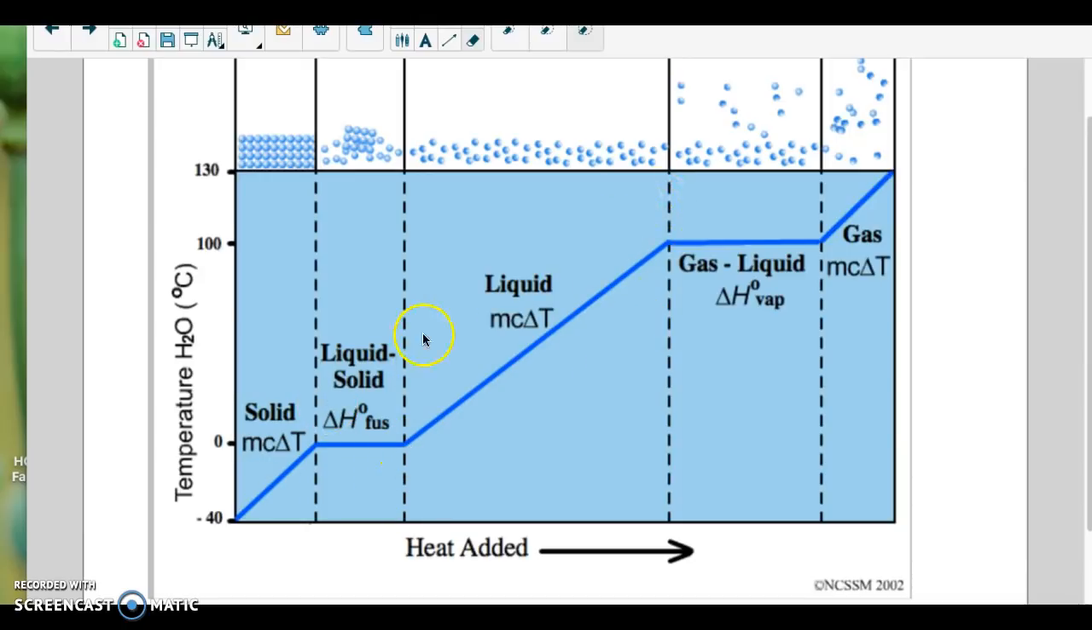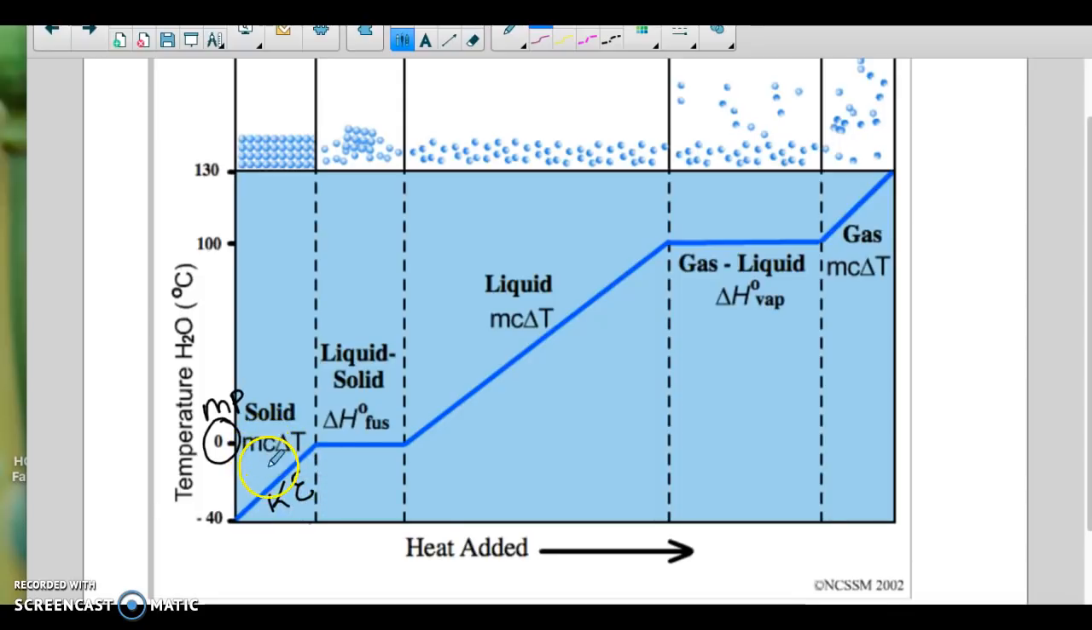So let's say you start with a piece of ice, and you can look up here and see that it shows you the structure of the ice and how rigidly formed it is. So as you're warming the ice up, from -40 up to 0, which is the melting point, which is also the freezing point, the ice particles are just moving faster. So this is where kinetic energy is increasing.